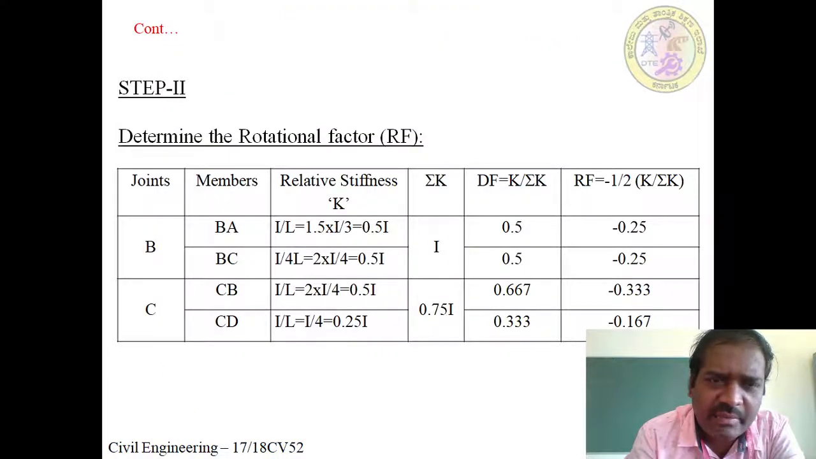If it is fixed, I by L. So I is 1.5 I. So now come to the BC. What is the position of C here? It is continuous. So it is I by L.